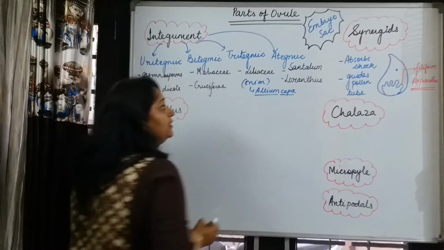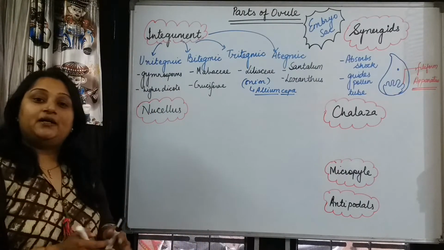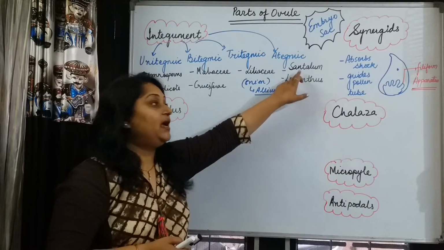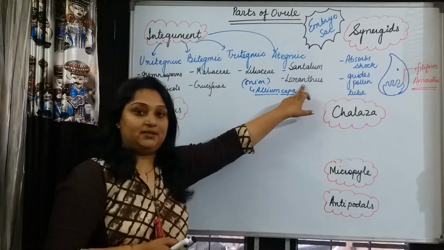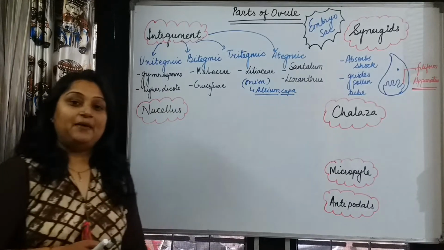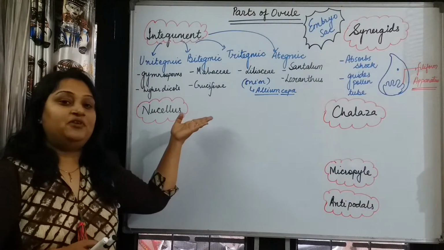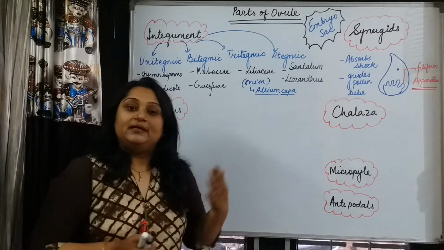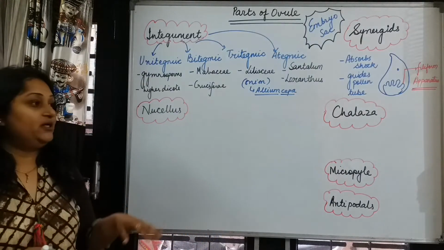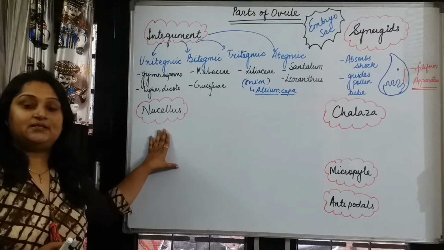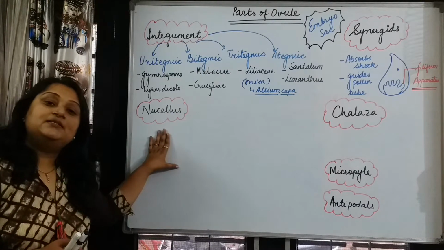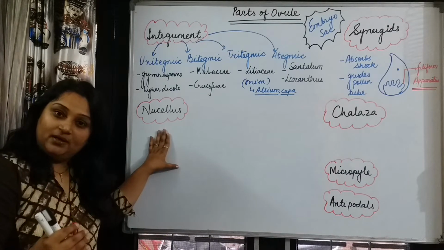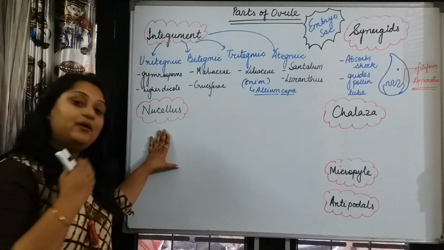Then ategmic, that is without any integument, that is Santalum, and we have Loranthus. So these are some of the examples on the basis of the number of integuments present in the ovule. The second structure, a very important structure, is the nucellus. Nucellus is just inside the integument. It is the outer part of the embryo sac.